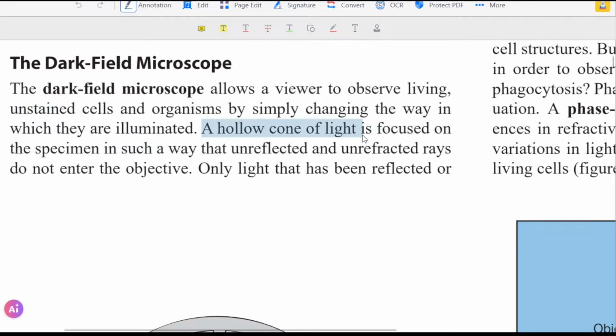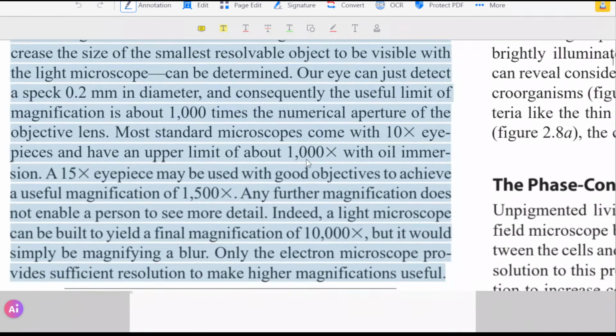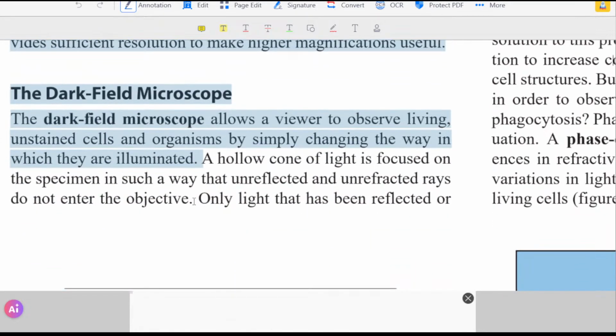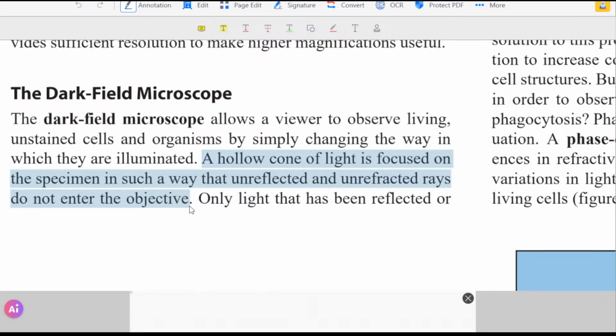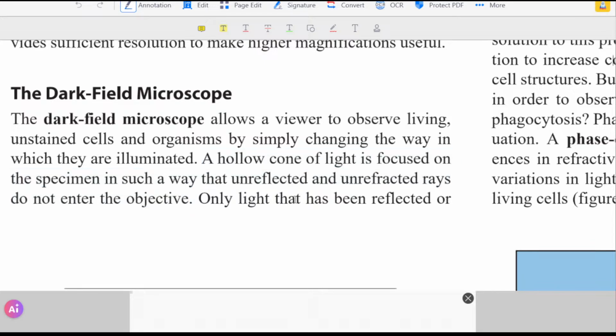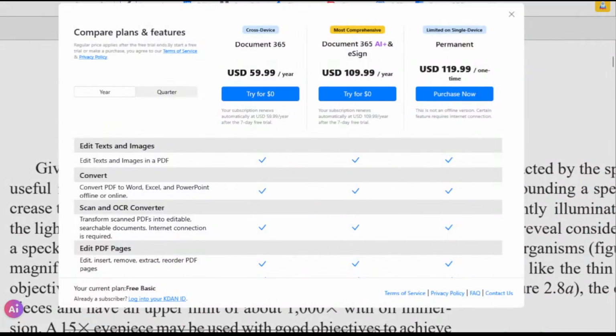So how do we change the illumination? A hollow cone of light is focused on the specimen in such a way that unreflected and unrefracted rays do not enter the object. Usually everything goes right, like the unreflected or unrefracted light that didn't even pass through the specimen goes into the objective lens, right? But in this dark field microscope, we don't let the unreflected and unrefracted rays enter the objective lens.